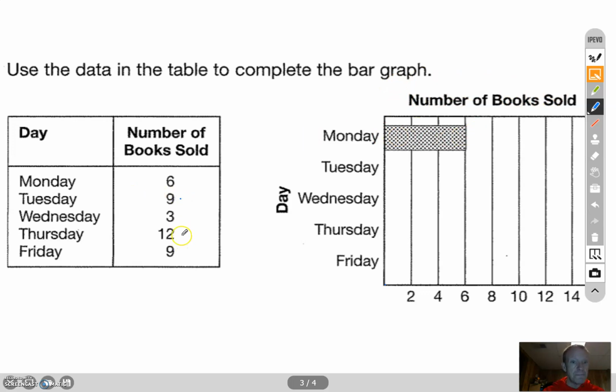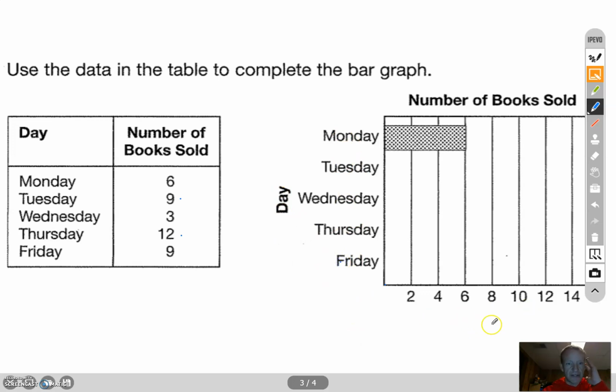So when you're making a graph, you always want to have a title, number of books sold. You want to have a label for your words. Okay? So when you have words on the side, or they might be underneath, you want to have a label. And this is simply days. Okay? They're not going to be long labels, but you want to have some kind of label for your words.